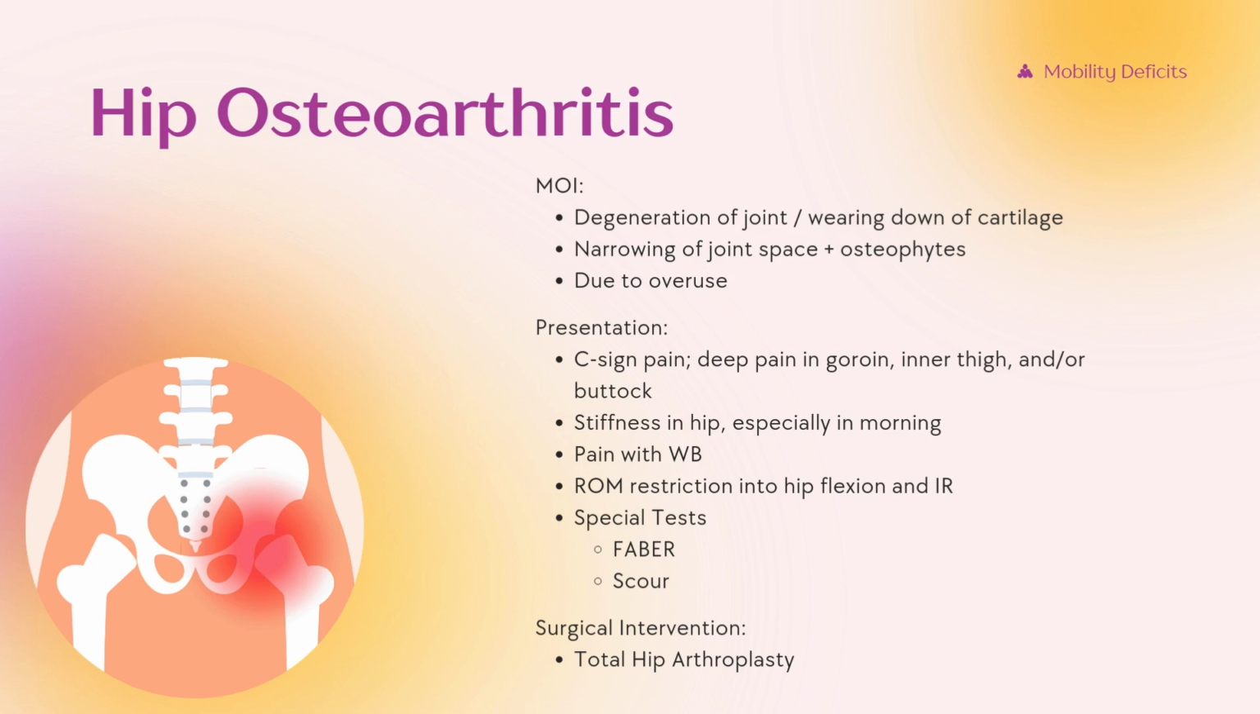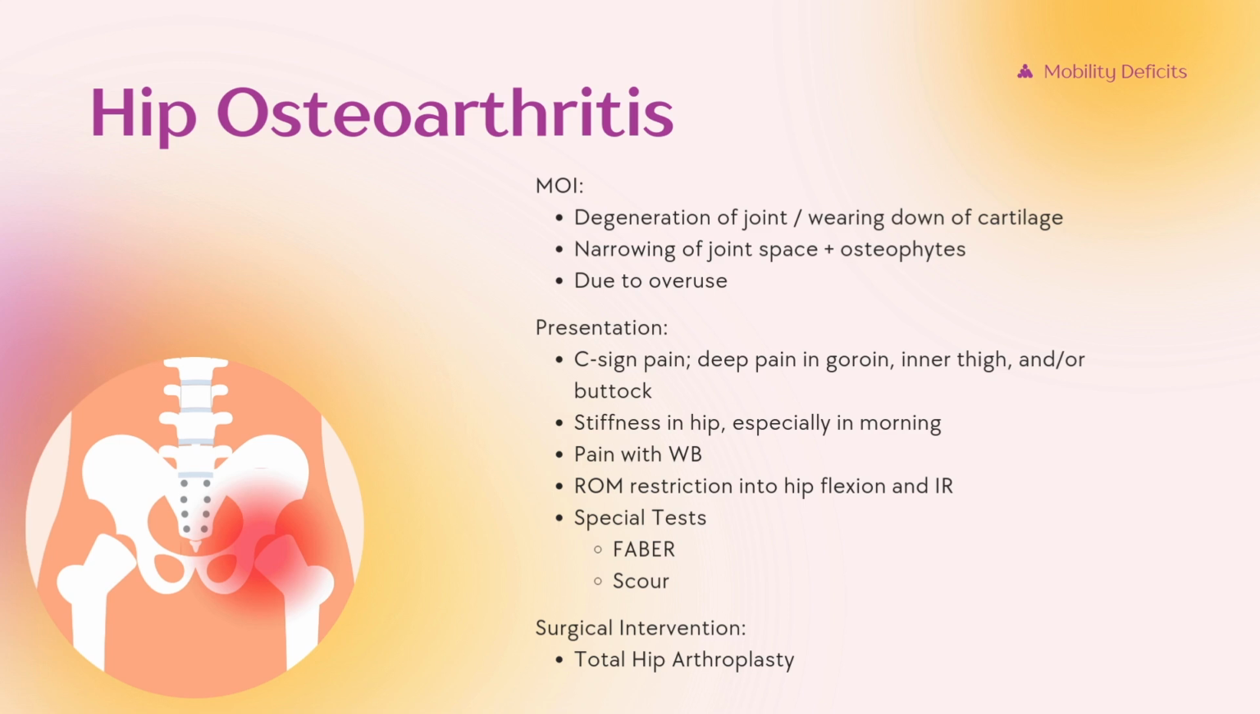Presentation would be C-sign pain, so deep pain in the groin, inner thigh, and buttock. Stiffness in the hip, especially in the morning. Pain with weight bearing. Range of motion restriction into hip flexion and internal rotation, thinking about that capsular pattern of the hip. Special tests include FABER and Scour.